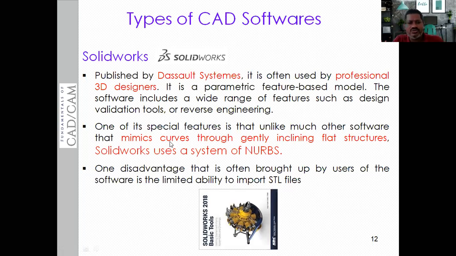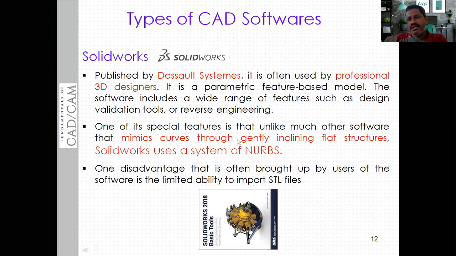unlike many other softwares, SolidWorks uses a system of NURBS. NURBS means every component. Every line, even if you create a line, even if you create a circle, the system is going to generate an equation, a NURBS equation. Every line, every drawing, every entity, whatever you are going to draw on the screen will be in the form of NURBS. NURBS has a specific equation. Everything has some equation.